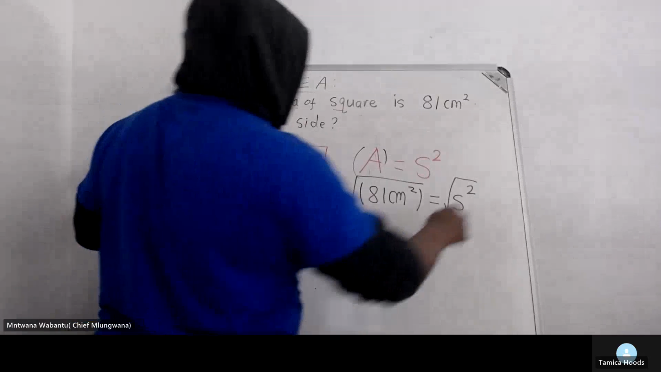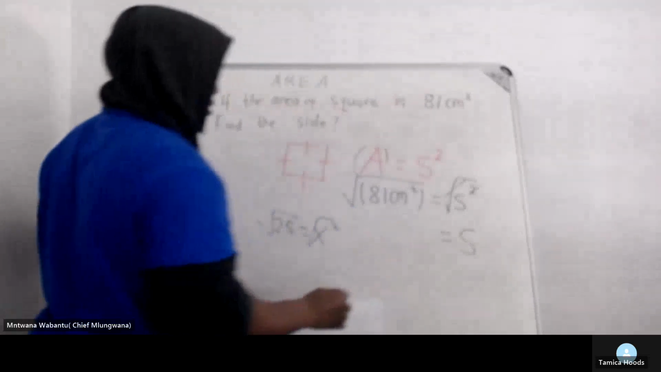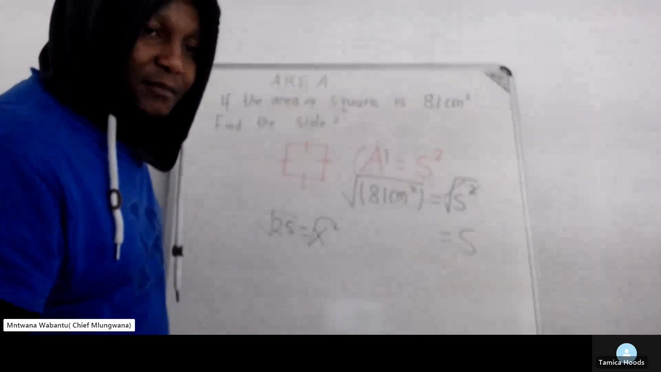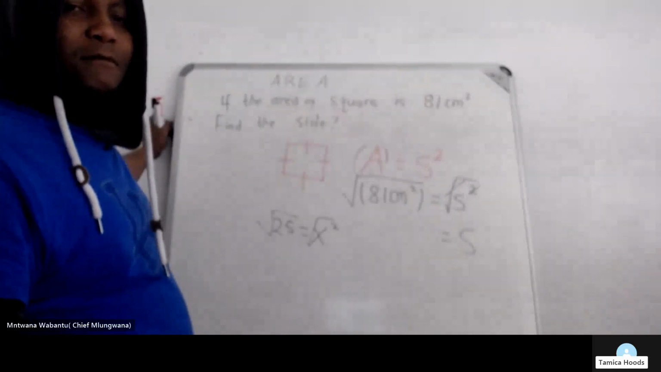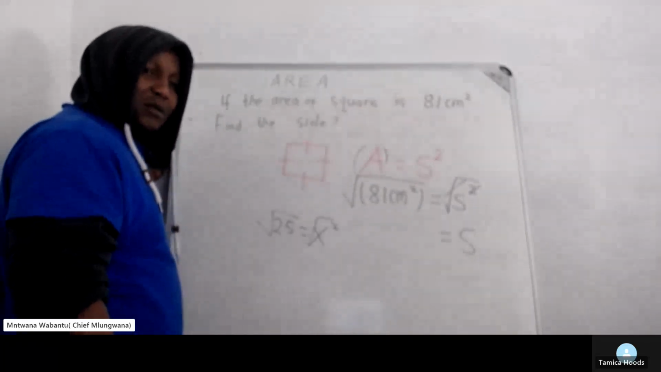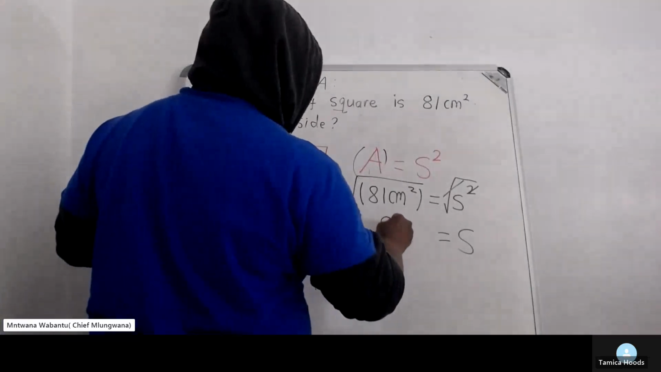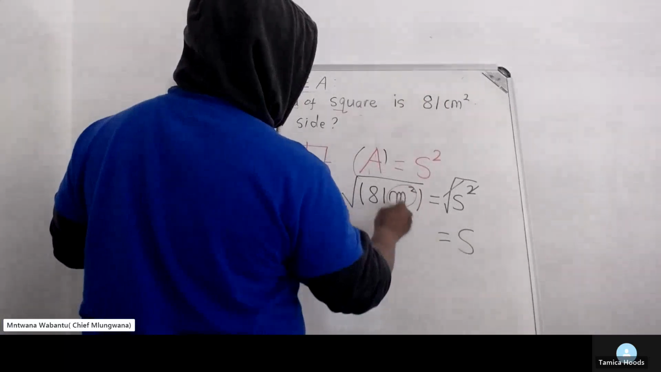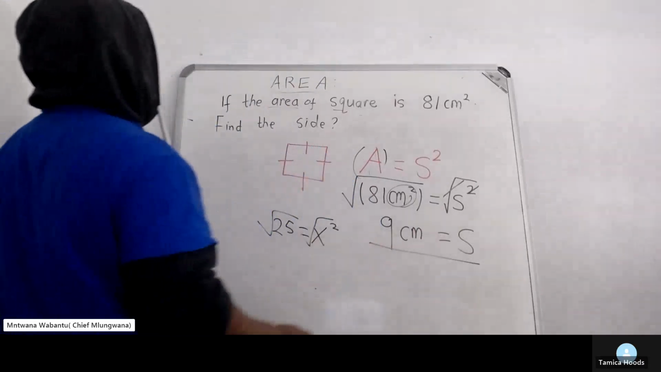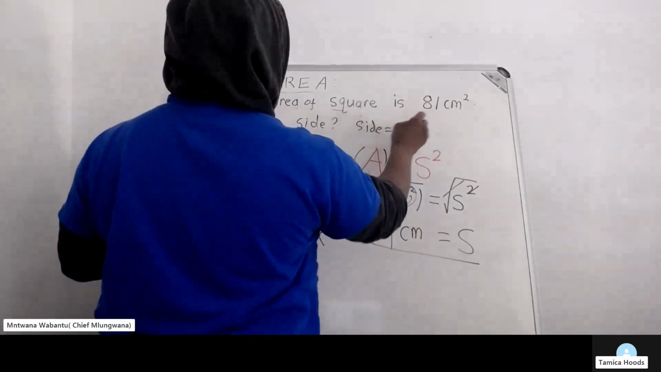Yes, I'm with you. The square root and the square cancel and give us side equals the square root of 81. Which number is that? 9. Amazing. The square root of 81 gives us 9, and the square root of centimeter squared gives us centimeter. So the side equals 9 centimeters. Find the side: our side is 9 centimeters.